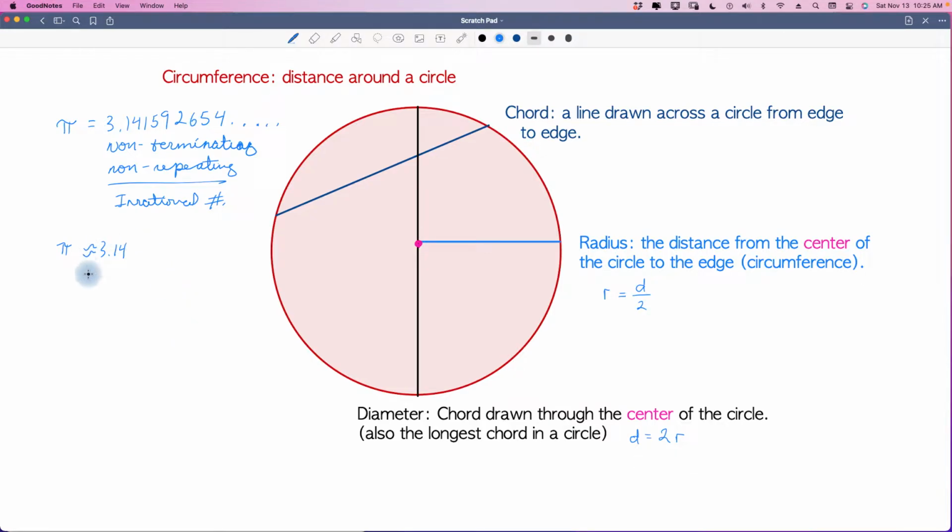So we don't use that. We just use this approximation. But it works, so we stick with it. It's worked for, oh my goodness, thousands of years. We're going to keep using it.